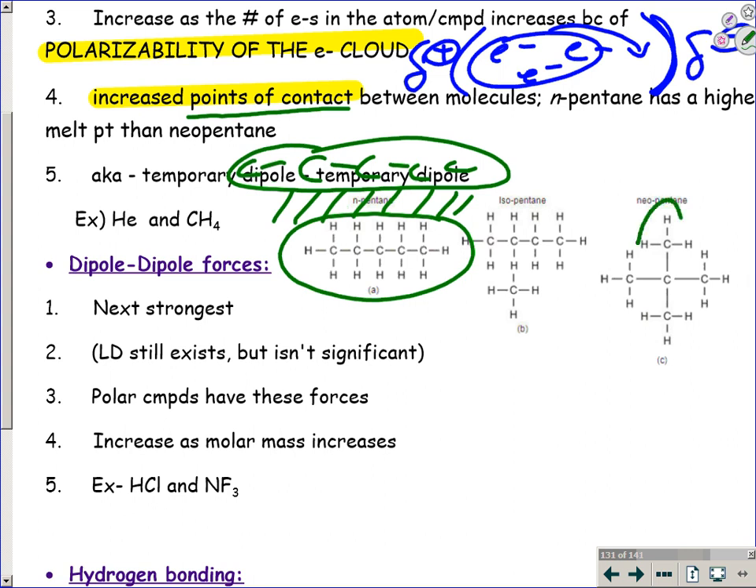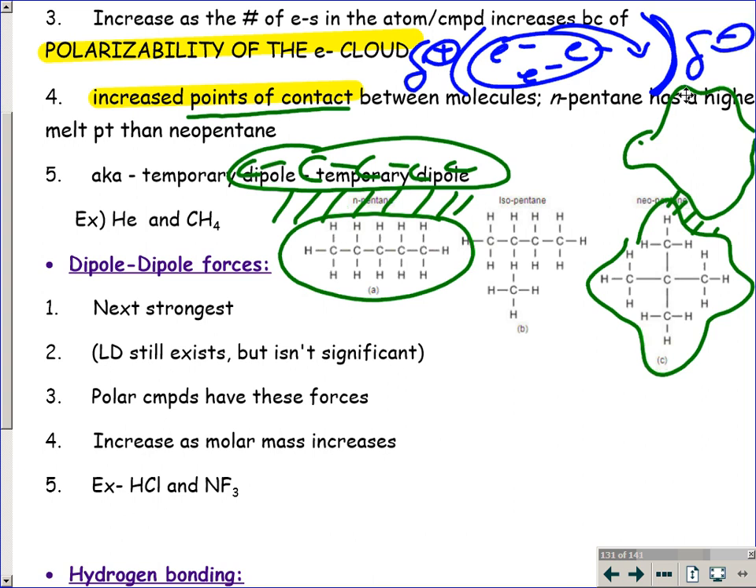But this one is kind of like a little flower. When you put that next to another one like itself, how much contact is there? Less, right? There's just a little contact there. It's harder to arrange a branched structure up tight close to another one. So who's going to have the higher melting point in this comparison? The n-pentane, not the neopentane. That's another point that we'll discuss a little bit next week, but more so in our next unit. So that's it for London.